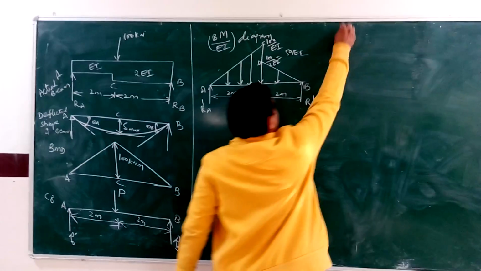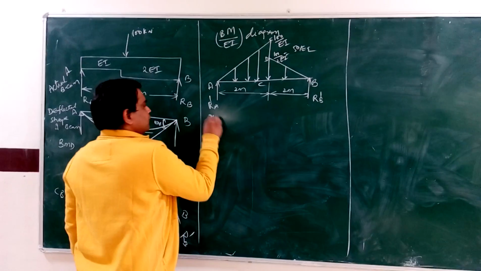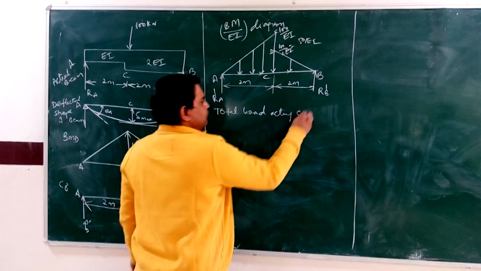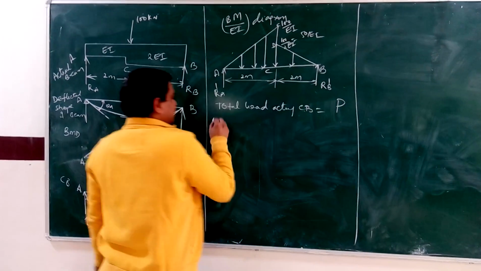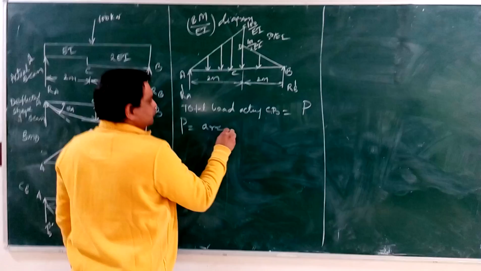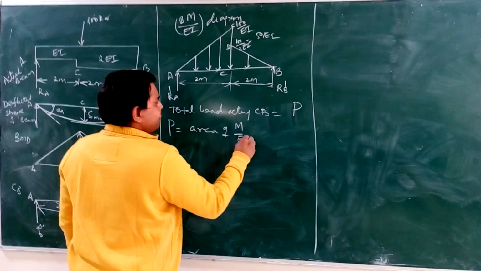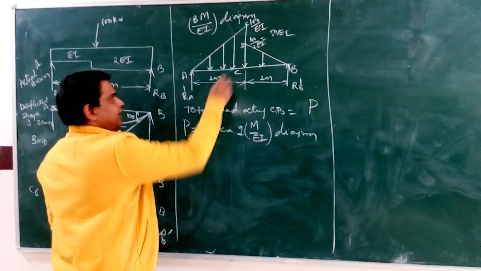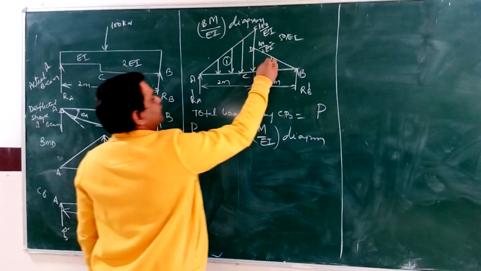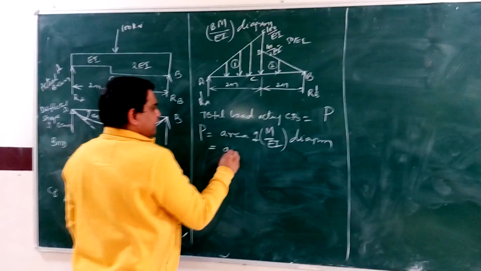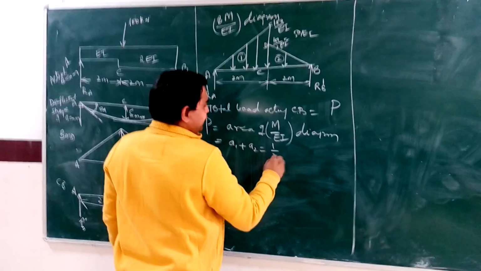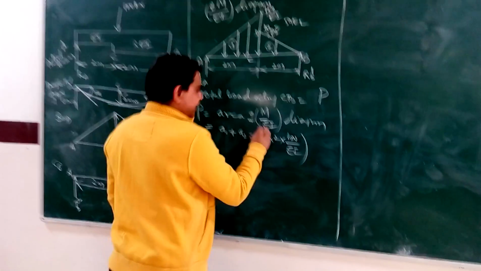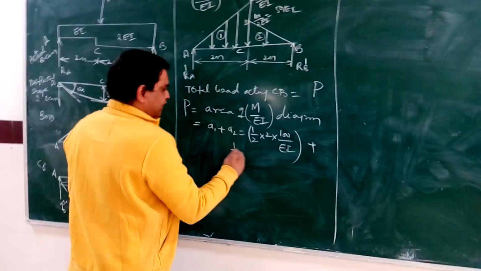And now we have to find the total load acting on the conjugate beam. This total load acting on the imaginary beam, the conjugate beam, is P. It is nothing but the area of the M by EI diagram. This M by EI diagram is split into two triangles: the first triangle and the second triangle. A1 plus A2. A1 is one-half into base into height, 100 by EI. This is the area of the first triangle plus the area of the second triangle.